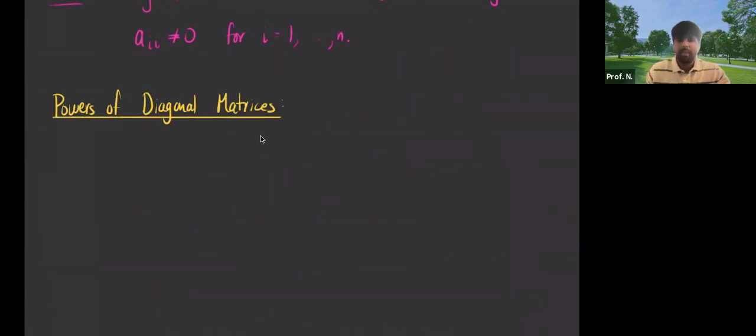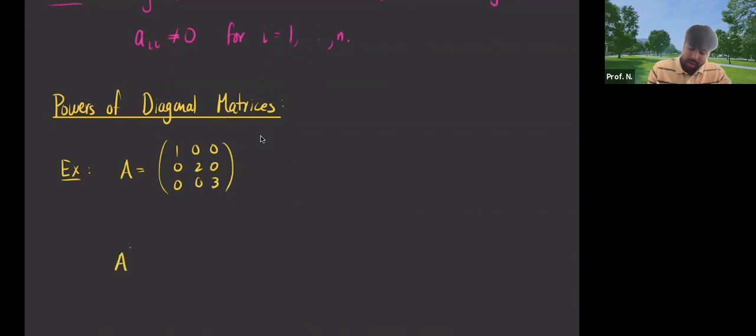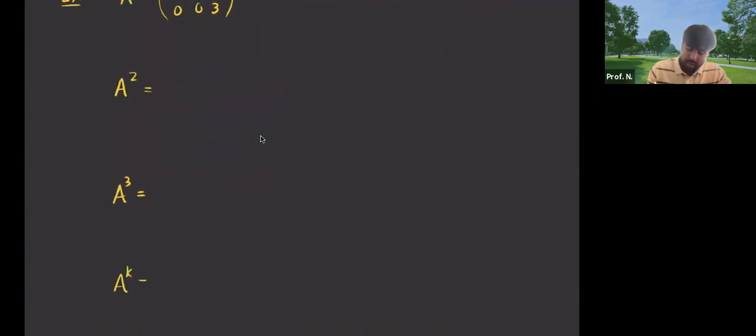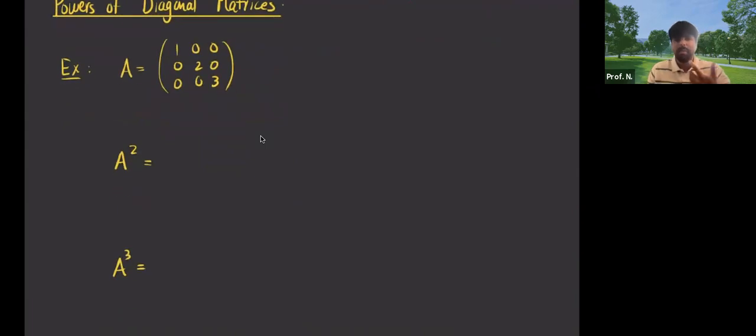Another nice thing about diagonal matrices is the fact that we can take powers of them very quickly. So using that same example, if we have the matrix 1, 0, 0, 0, 2, 0, 0, 0, 3, what happens when I square the matrix A? And what happens when I cube the matrix A? And what happens when I take A to the kth power? So what happens when I multiply A with itself? A times A.